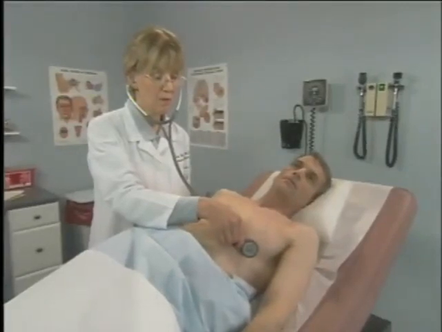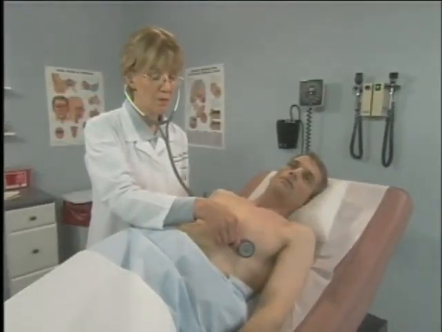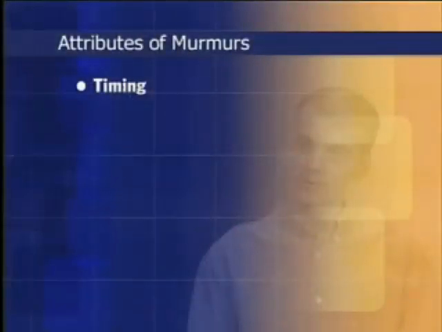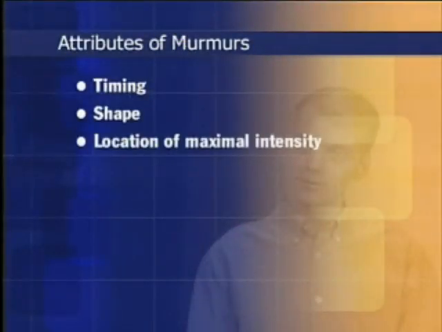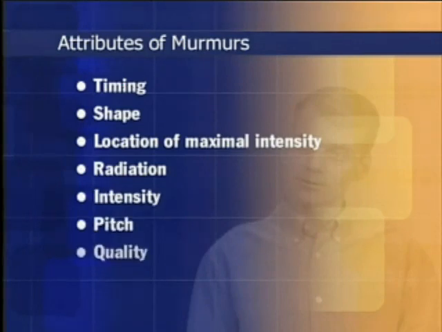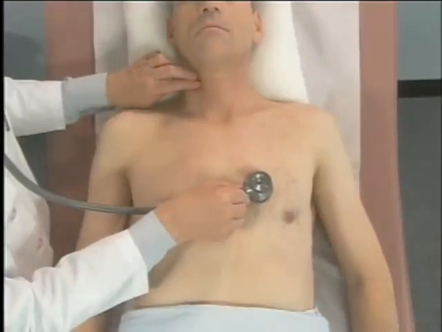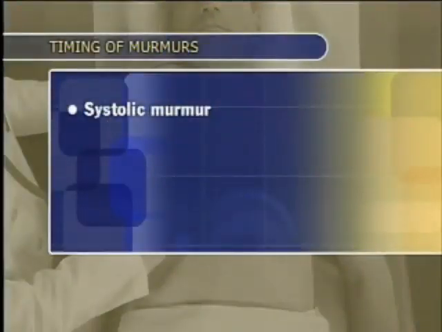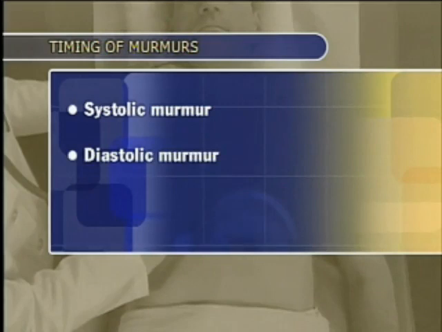Murmurs are differentiated from heart sounds by their longer duration. If you detect a heart murmur, you must learn to assess its timing, shape, location of maximal intensity, and radiation, grade its intensity, and assess its pitch and quality. Palpating the carotid pulse as you listen can help you with timing. First, decide if you are hearing a systolic murmur, falling between S1 and S2, and coinciding with the carotid upstroke, or a diastolic murmur, falling between S2 and S1.